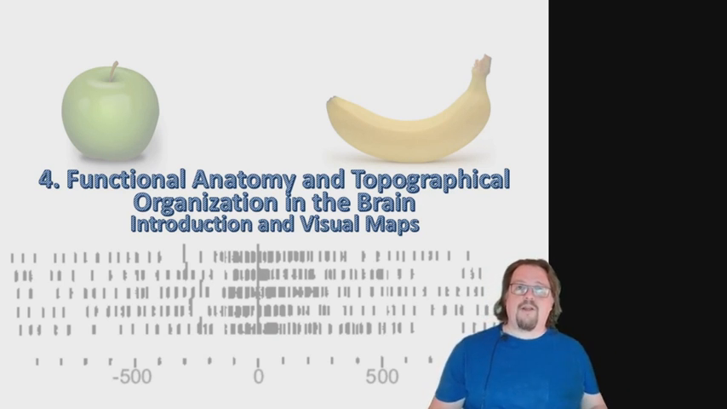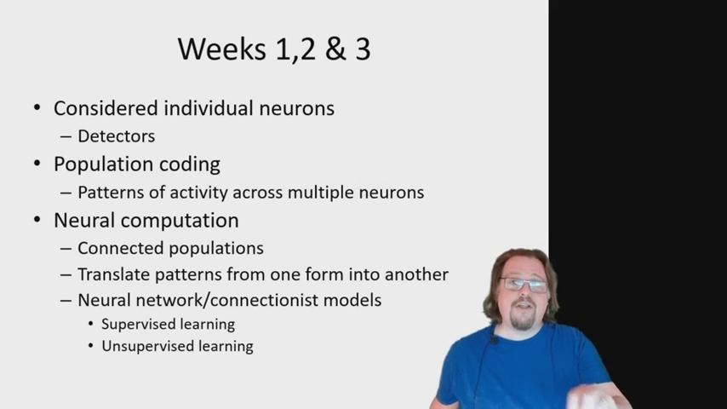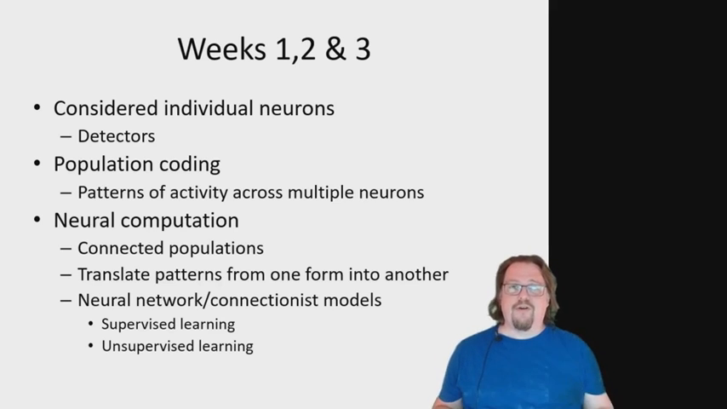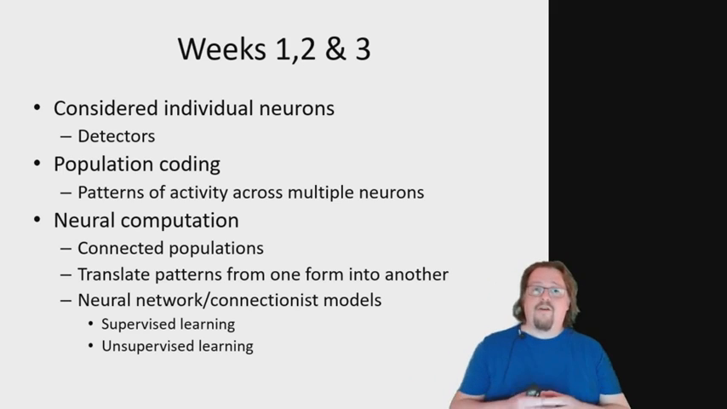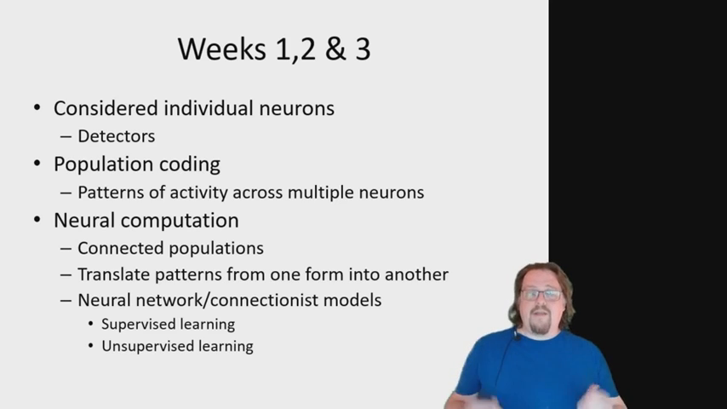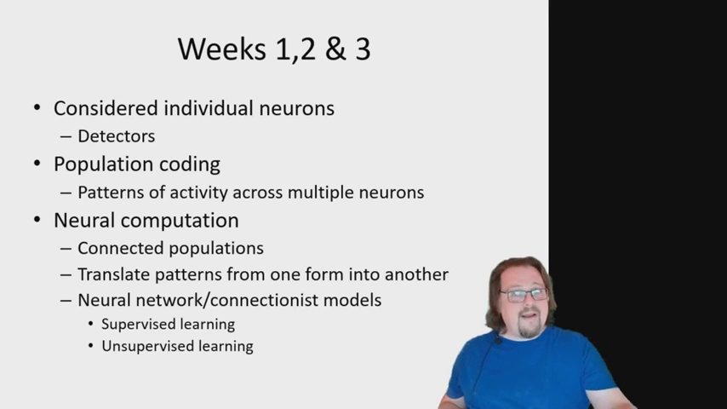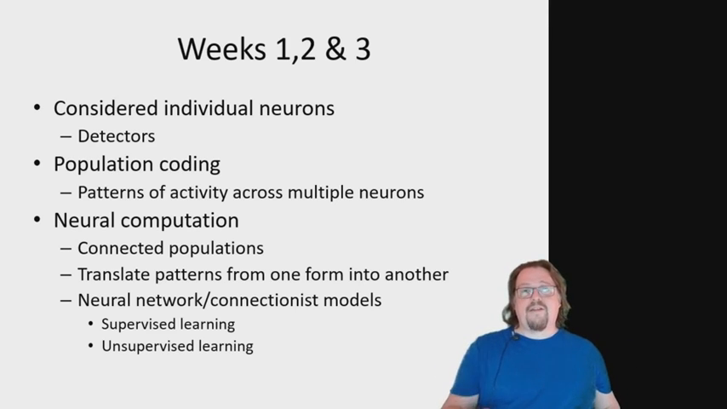Over the last 3 weeks, we've gradually been zooming out. We began by looking at perhaps the very smallest units of cognition, the individual neurons. And then in week 2, we began to look at how patterns of activity across groups of neurons or populations could represent meaningful information. In week 3, we began to look at how different populations communicate with one another and how those connections between populations of neurons can affect systematic transformations from one pattern of activity to another pattern of activity so that the brain can do something useful.